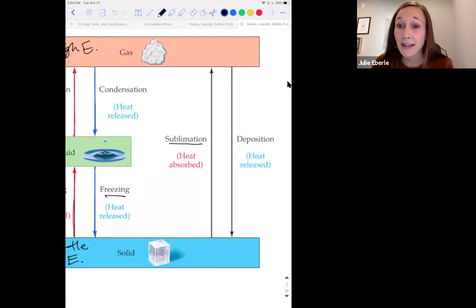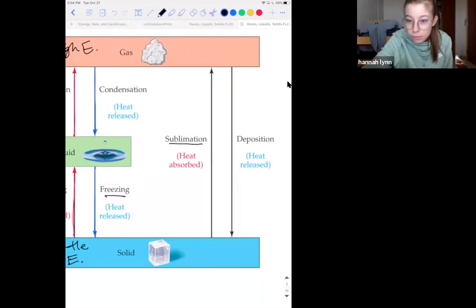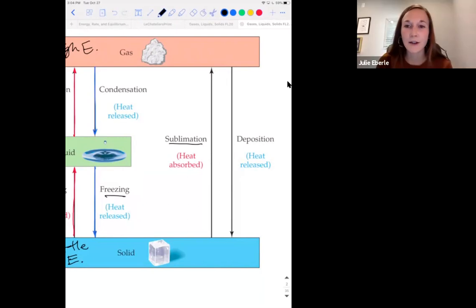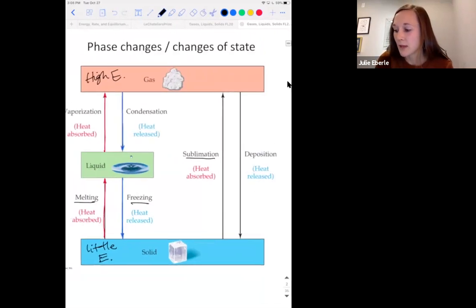I'm thinking of dry ice. Has anybody heard of dry ice? Yeah, thank you, Tiara. Dry ice. So dry ice does not melt, okay? It goes straight from a solid, ice, to vapor, all right? Does not melt. So that's an example of sublimation, all right?